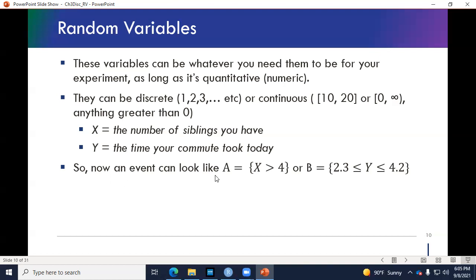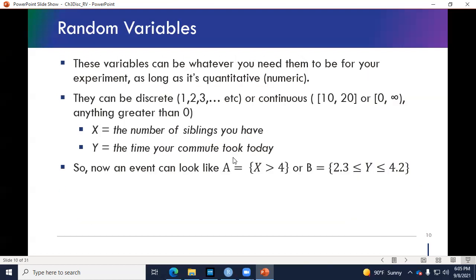So an event can look like this, with a random variable, X greater than 4. This event A is the event that you have more than 4 siblings. And event B is that the commute time is in between 2.3 to 4.2 hours, like that. So now with the random variable, this is how you write the event. It will be like this.